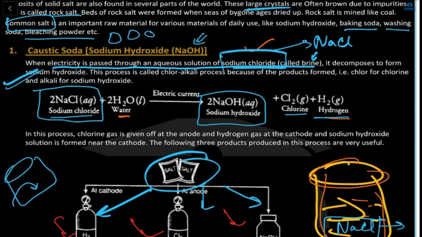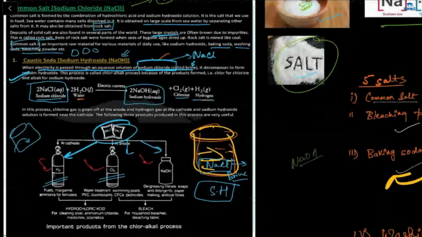Ma'am, caustic soda is formed by passing electricity through a sodium brine. You can say through a brine solution. Brine is a mixture of an aqueous solution, which is salt and water. Okay. So that will decompose to form sodium hydroxide.